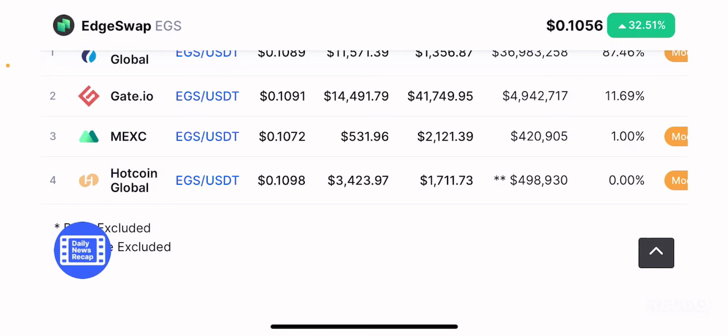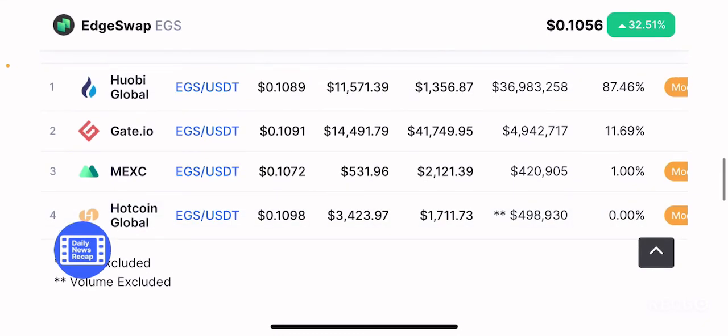So apart from that, Huobi Global would probably be the next best exchange to buy this token from, and MEXC would be the third best. I wouldn't really recommend Hotcoin Global because it sounds like a shady exchange, right?